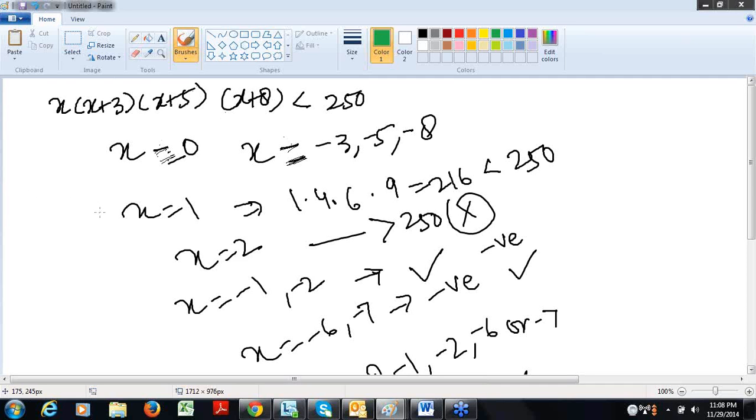We are not going with the number line. Did you get my point? To make this inequality negative, three of these terms should be negative or one term should be negative. So for -1 and -2, one term, that is x, becomes negative, and for -6 and -7, the first three terms become negative. Okay, great.